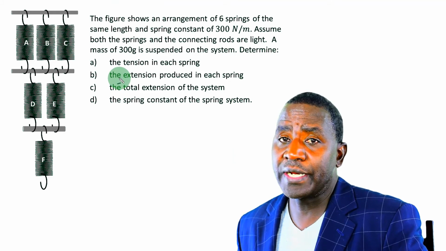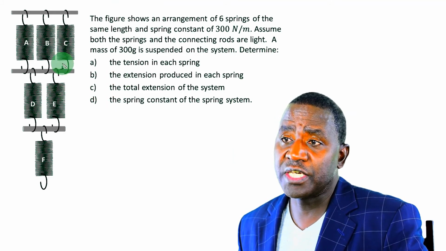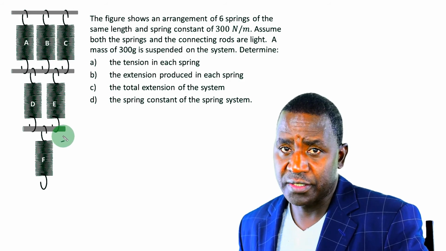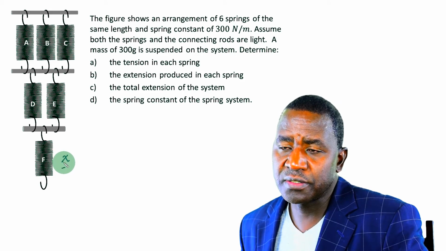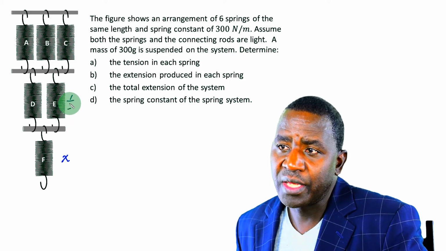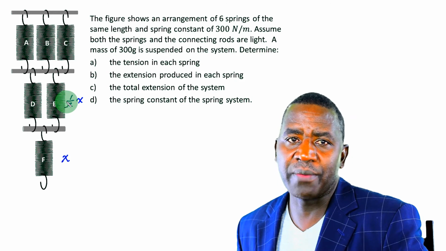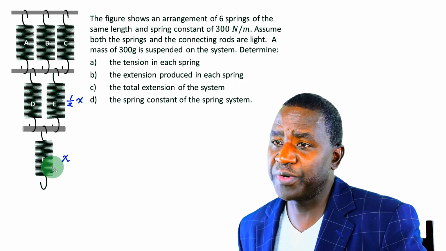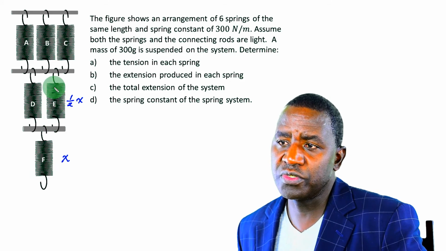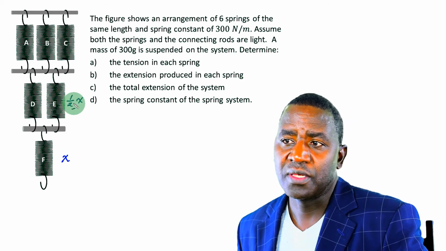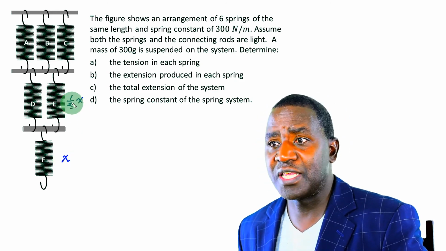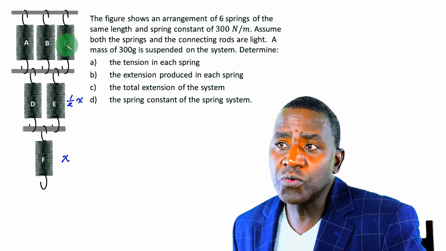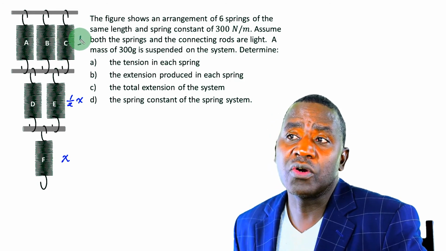Now, there is, of course, another quicker way of getting the extension in a spring system like this. For instance, if the extension produced here is x, that produced here will be a half of x, because the force in each one of them has been reduced to half its previous value. Remember, here it was 3 newtons, here it is 1.5 each. And the extension is directly proportional to the force. So if the force is halved, the extension is going to be halved. If the force becomes a third, the extension will also be a third.